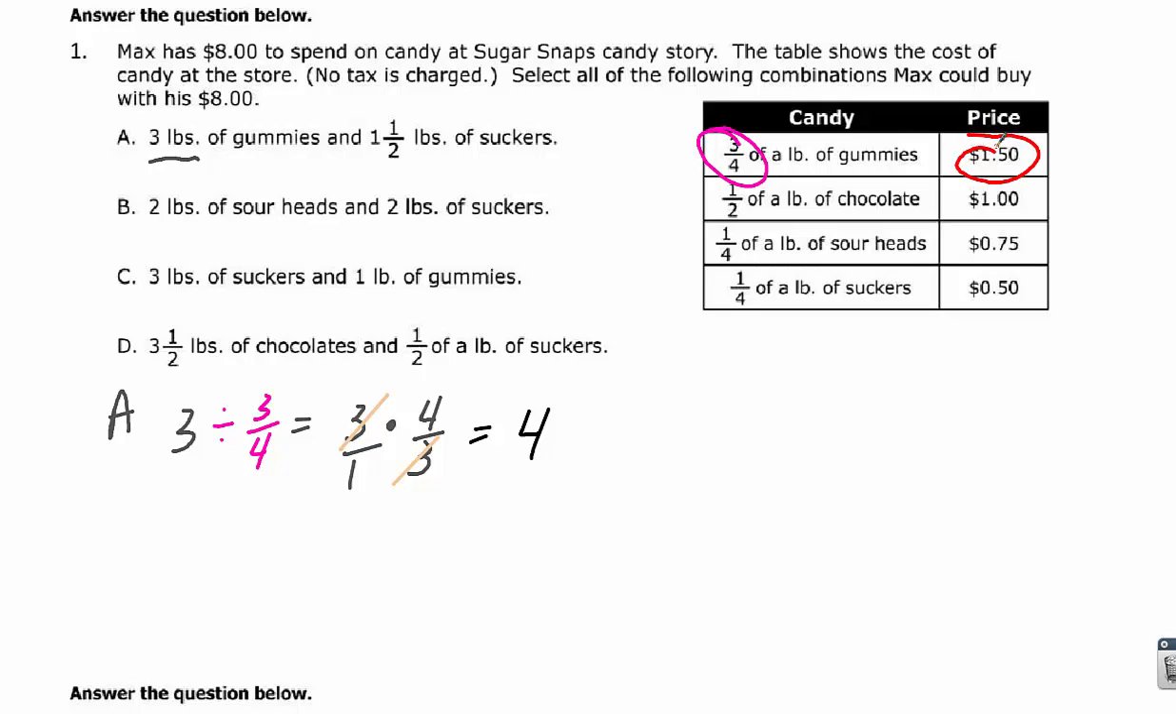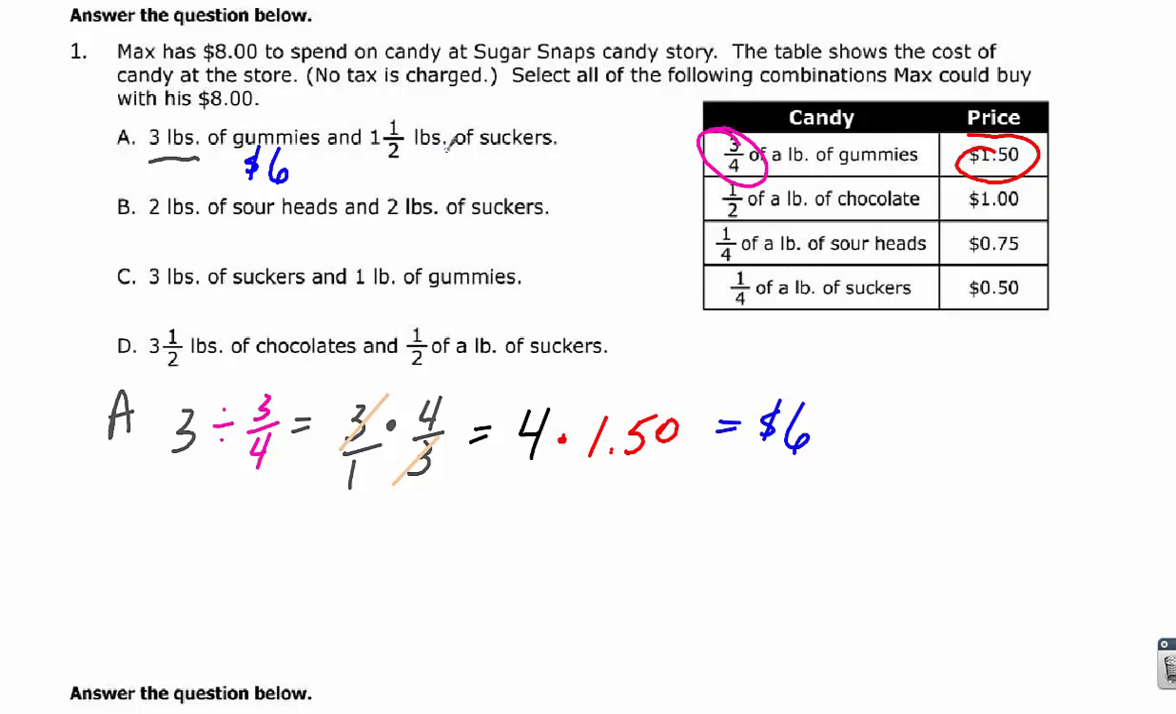Then we look back at our menu and we can see that it's $1.50 for every 3/4 of a pound, which means we're multiplying the 4 times the $1.50. If you put them in little bags and each bag had 3/4 of a pound in it, you're making 4 bags that each have 3/4 of a pound. And when you multiply 4 times $1.50, you get $6. And $6 is the cost of the gummies.